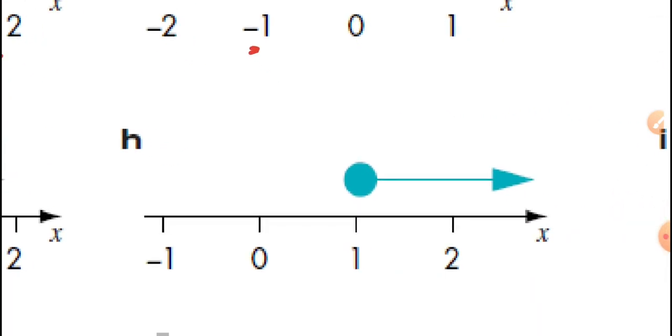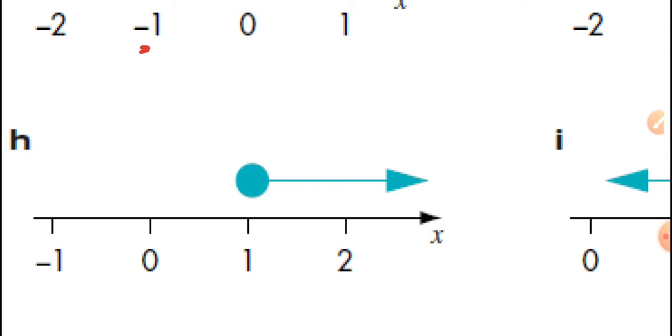Question H. I can see it's got something to do with 1. So x, and it's greater because the arrow is going to the right. X is greater than 1, but I can also see the circle is shaded, so I have to put the equal sign in. So x is equal to or more than 1.